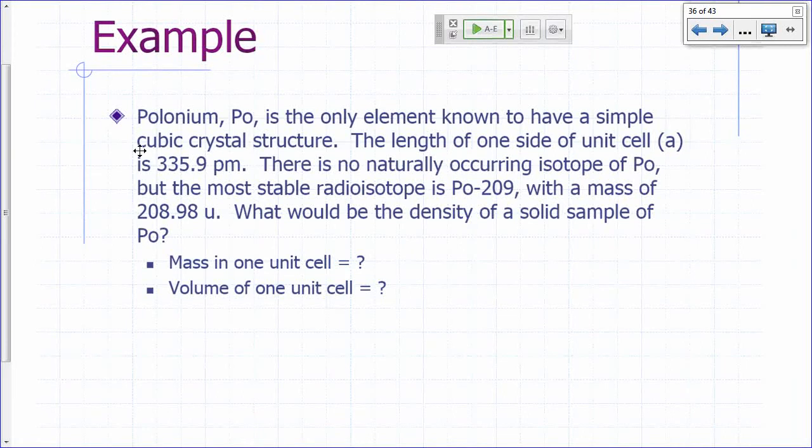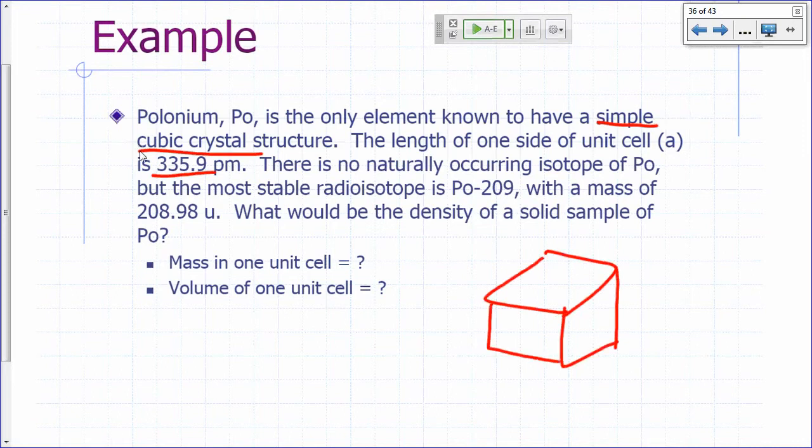Polonium is the only known element to actually have a simple cubic crystal structure. So it's got a simple cubic unit cell. The length of one side of the unit cell is 339 picometers. So the length of your cube is 339 picometers. What's a picometer? 1 picometer is 10 to the negative 12 meter.